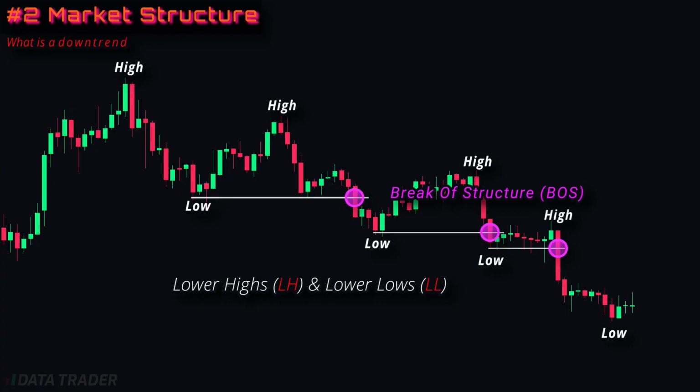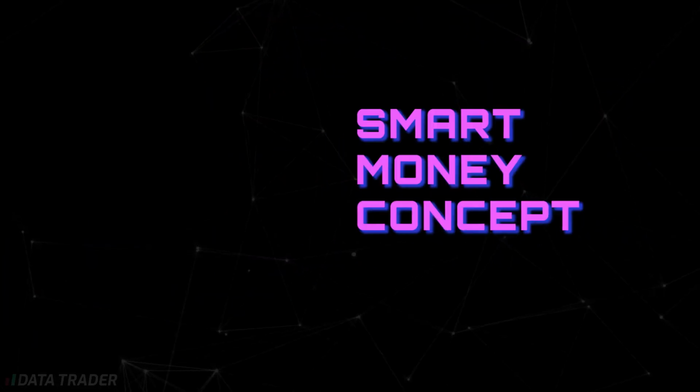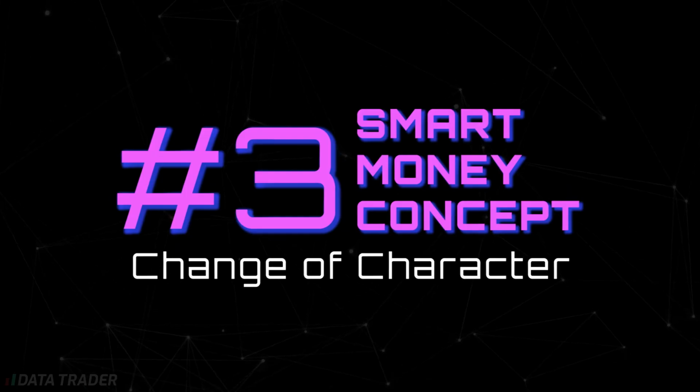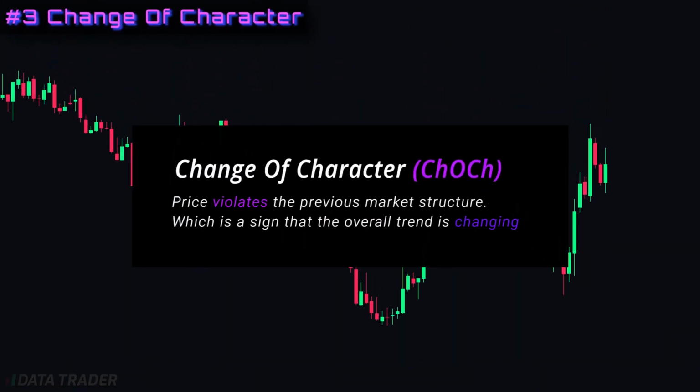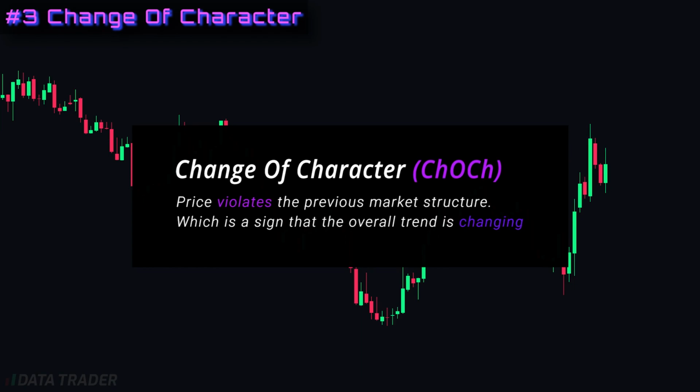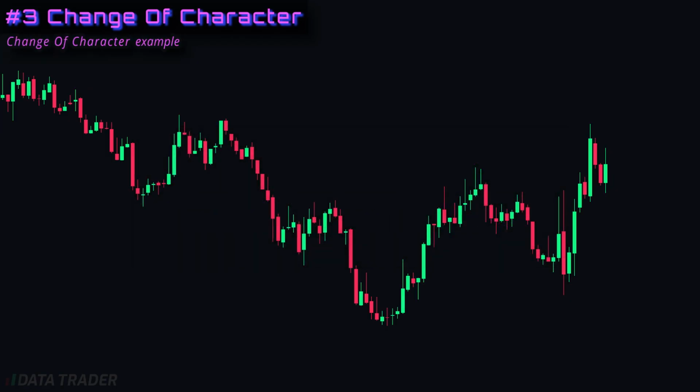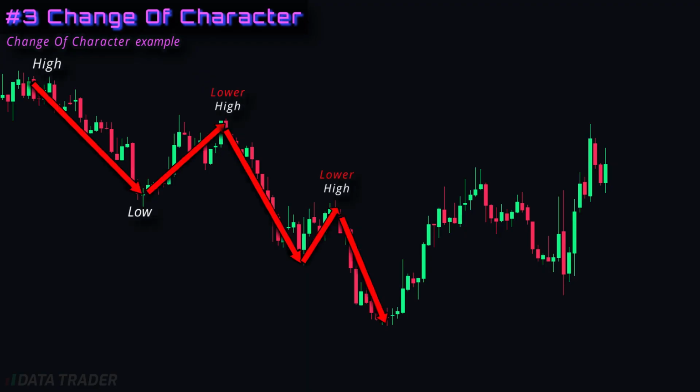So, once you've understood the concept of market structure, it's time to move on to smart money concept number 3, which is called change of character. To put it simply, change of character is when price violates the previous market structure. Usually, this may be a sign that the overall trend is changing. Let's look at an example. So in this chart, we can see that the price is forming lower highs and lower lows, indicating a downtrend.